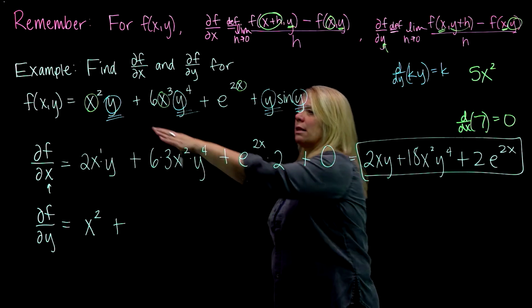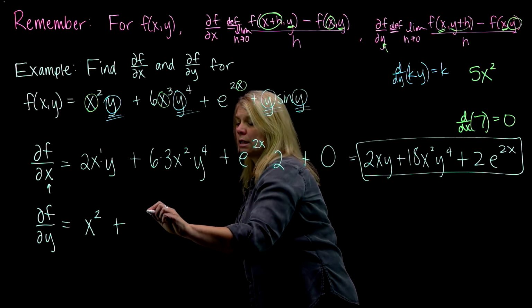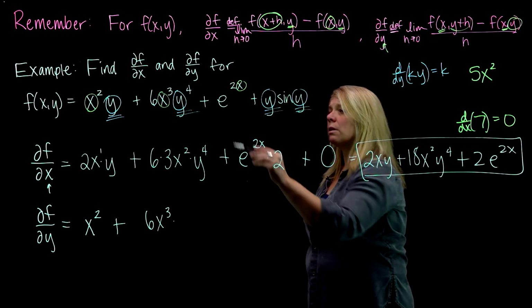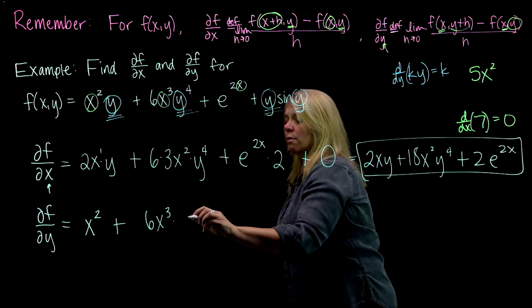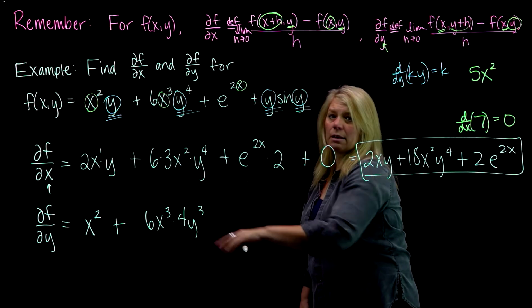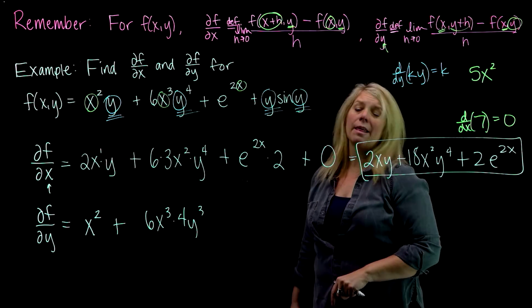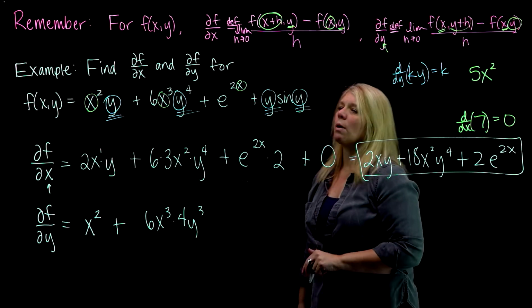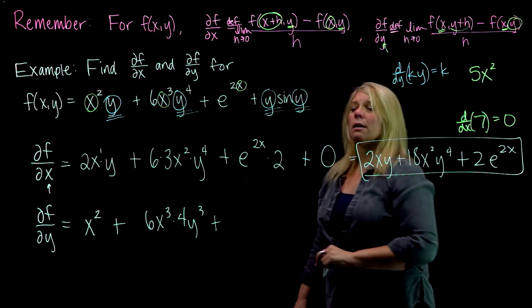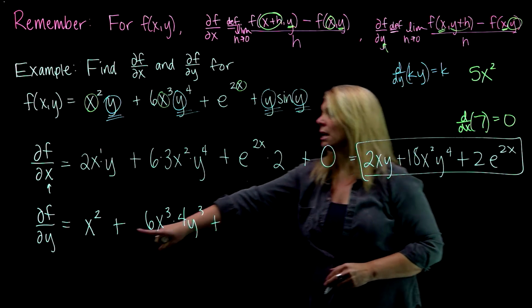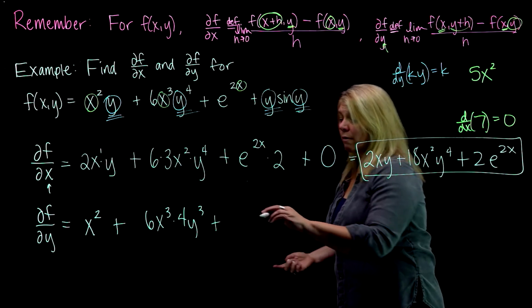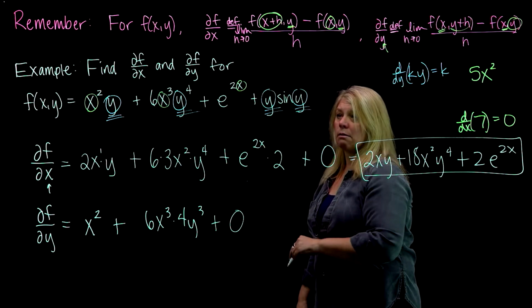On the next term, the 6x cubed will be constant. So when I differentiate that constant times a function, that constant part will come along. And then power rule, the derivative of y to the 4th is 4y cubed. And of course, as you get better at this, you might automatically just simplify that to be 24x cubed y cubed. Right, on the next term, there are no y's in here. So for this next term, when I'm differentiating with respect to y, this whole term is constant. So the derivative of a constant is 0.